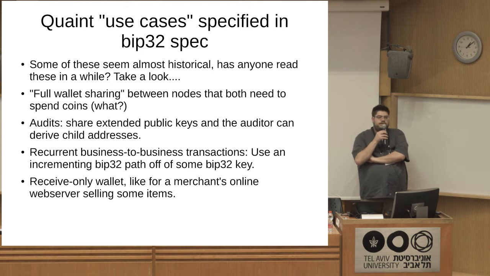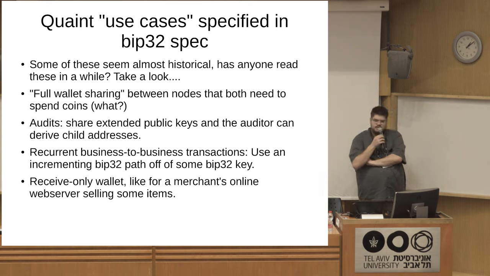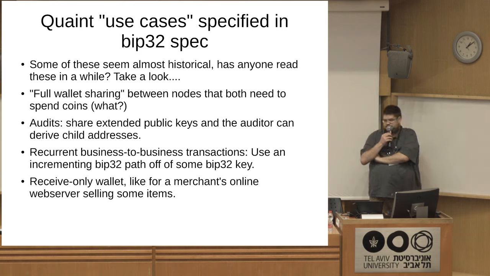Another one was recurrent transactions between businesses. Instead of constantly requesting new addresses, if you know that you're going to be sending transactions, you can just use BIP32, increment an index, and agree between the two parties that that's how I'm going to be sending payments.